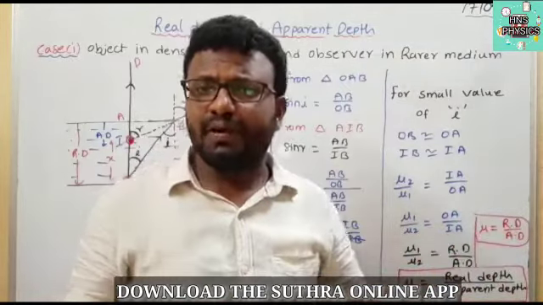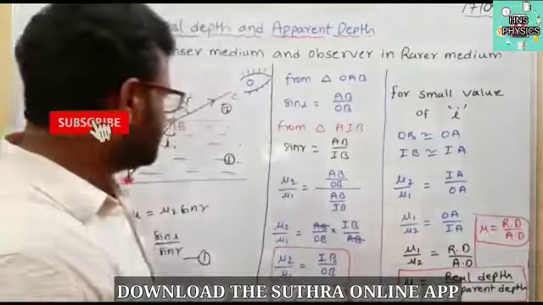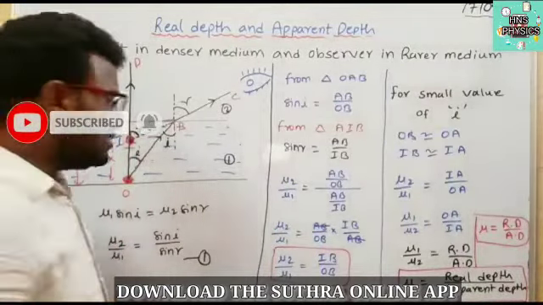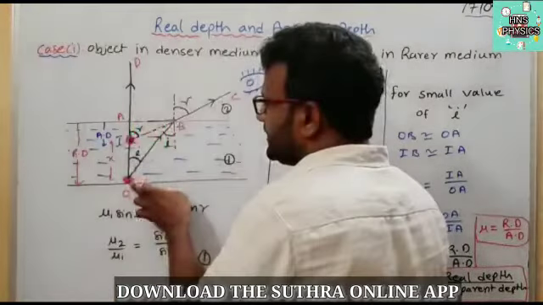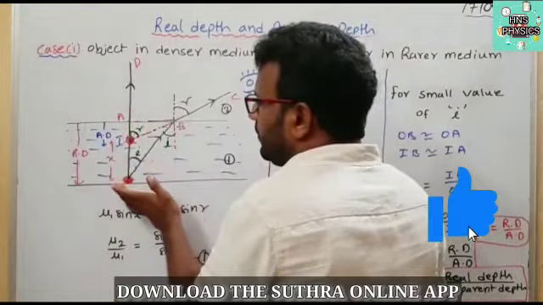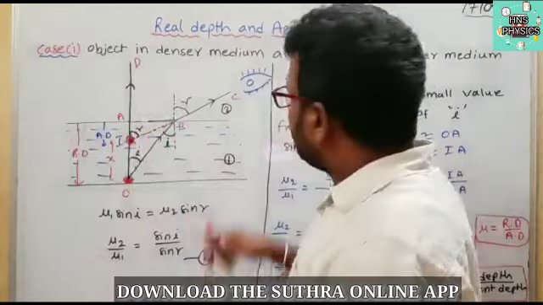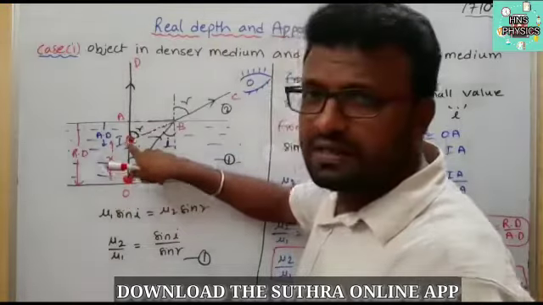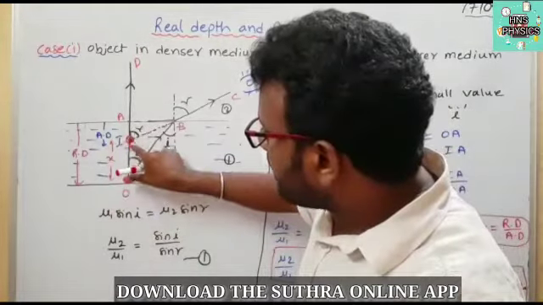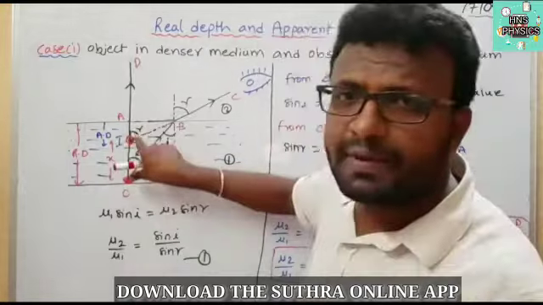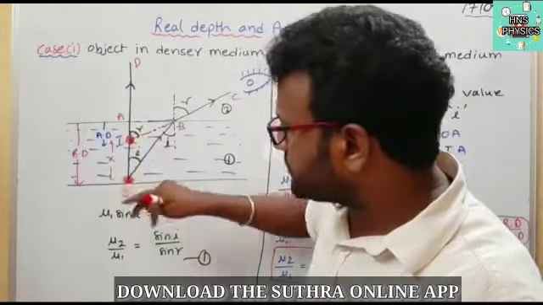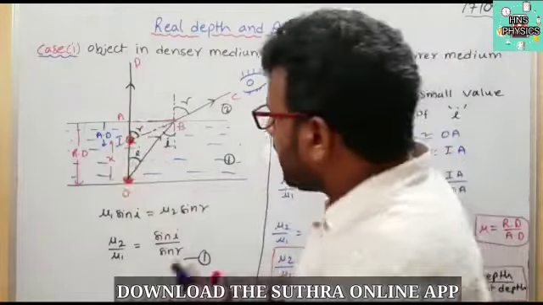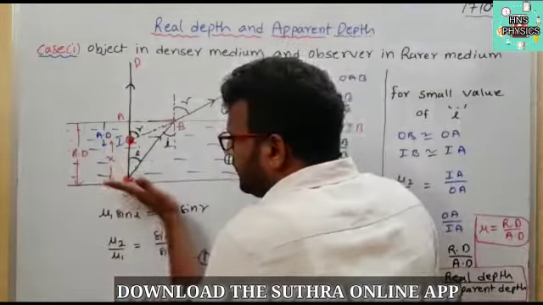That means real depth by apparent depth. If you observe here, this is the actual position of the object, but due to refraction that position is shifted from here to here. That means for the observer, the object's image appears here. The object is shifted to here. That is the real, actual position only, but for the observer it appears here. That means the object is shifted from O to I.